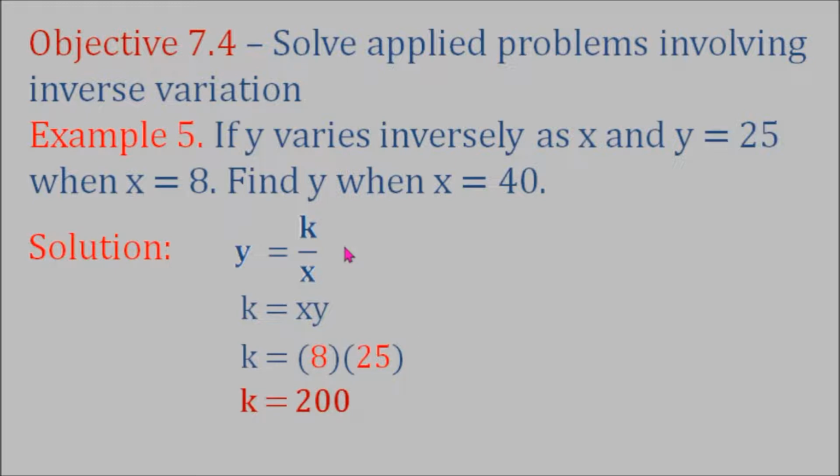Now going back to our original equation, k here is 200 and the value of x here is 40, so we are going to find y. So that means 200 over 40, and 200 divided by 40 equals 5. So this is our answer, y equals 5.